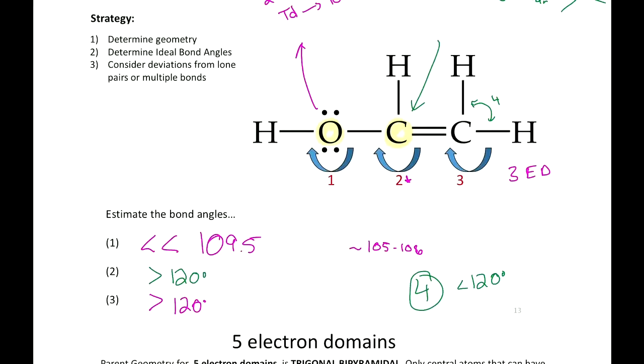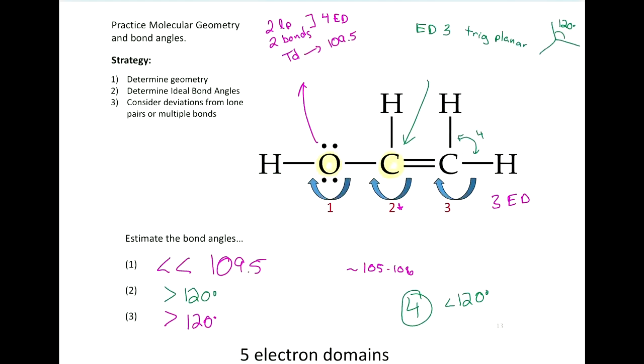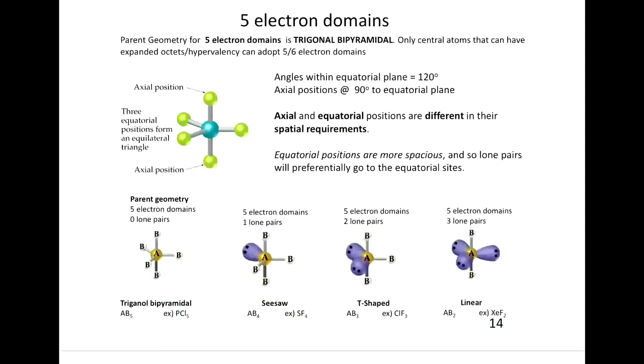So all of this is contingent on whether you know your electron domain shapes. And then if you know those bond angles, just understand that lone pairs and double bonds take up more room and will slightly deviate those ideal bond angles. All right, so those are our bond angles. Now let's go into a little more detail on 5 and 6 electron domains, because I already introduced the idea that lone pairs take up more room.